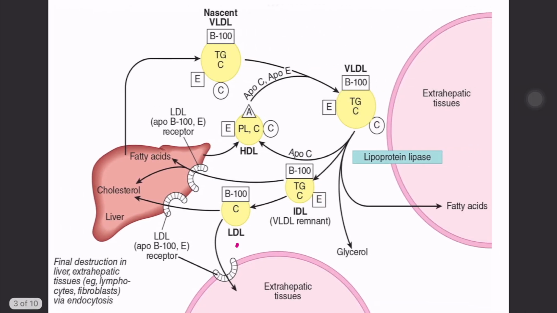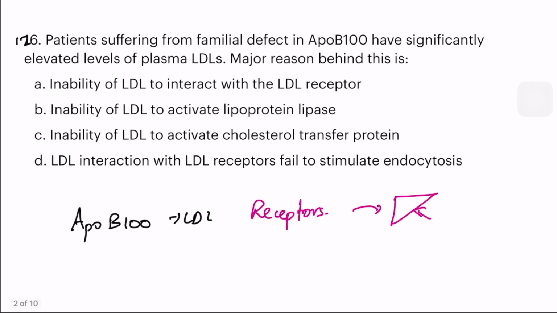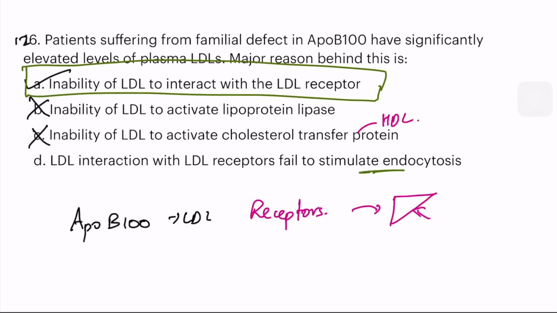Let me show you an image. So here we can see LDL and we can also see the B100 receptor. Using this only, the LDL will enter the liver, because the receptor has the ApoB100 ligand. So the answer would be option A. It does not activate lipoprotein lipase. Cholesterol ester transfer protein is seen in the HDL pathway. And failed to stimulate endocytosis, the end point could be correct, but the best answer would be option A, because ApoE is also there to stimulate endocytosis. This is a bit confusing, but the perfect answer is option A.